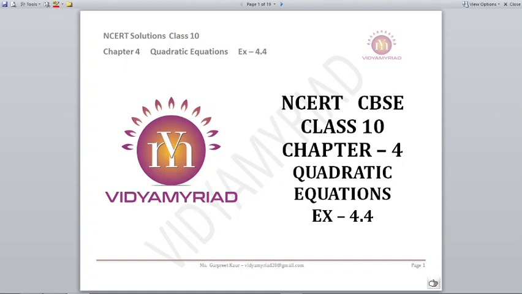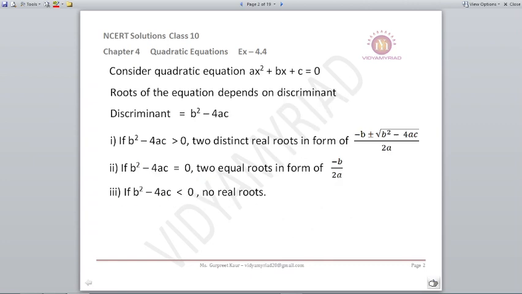This video is made for class 10 on chapter number 4, quadratic equations, and today we are going to do exercise 4.4 from NCERT. Before we begin with the exercise, let us understand how to find the different types of roots of an equation on the basis of the discriminant, which is very easy to find.